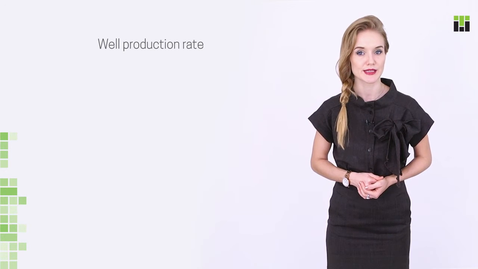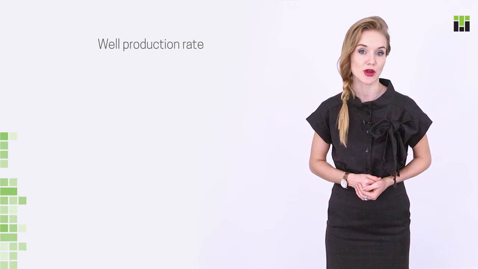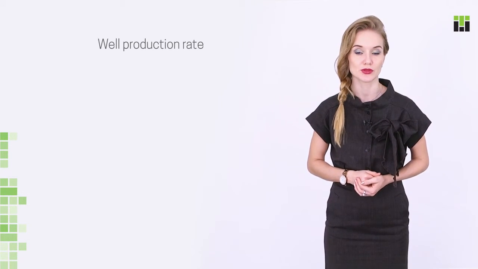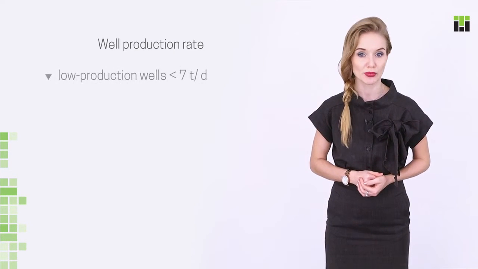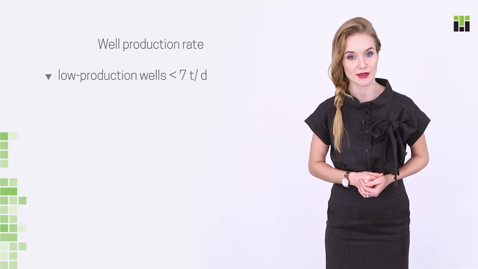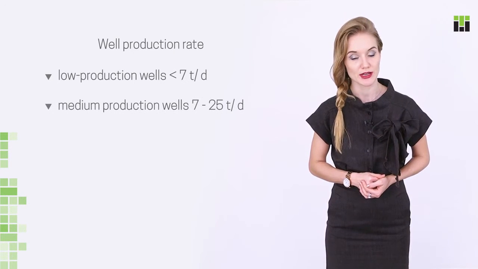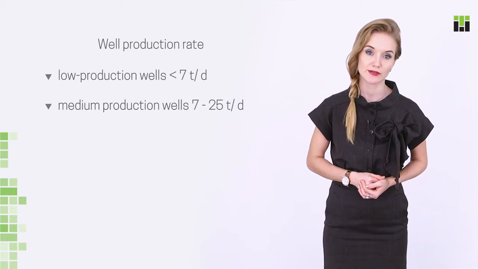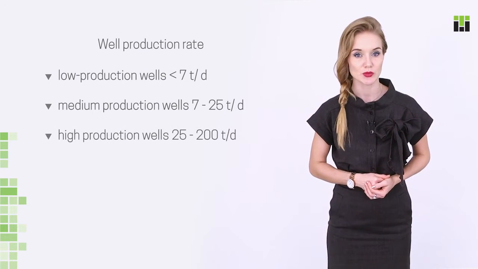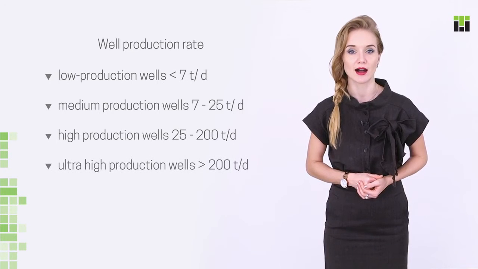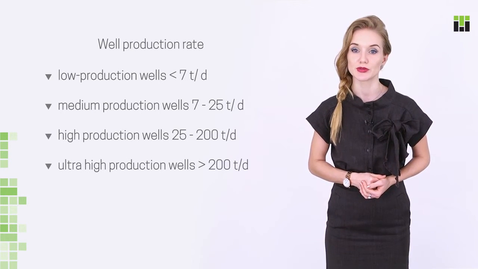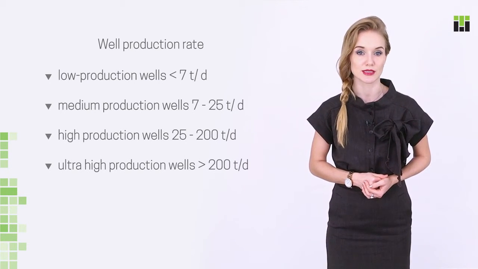Well production rate is very important as it describes how much oil the well produces daily. Based on production rate value, we distinguish between low production wells below 7 tons a day, medium production wells 7 to 25 tons a day, high production wells 25 to 200 tons a day, and ultra high production wells that produce above 200 tons a day.